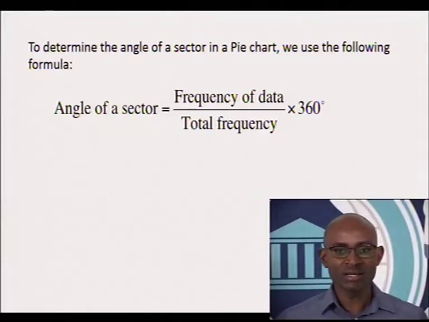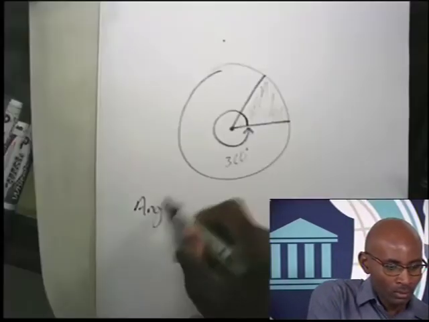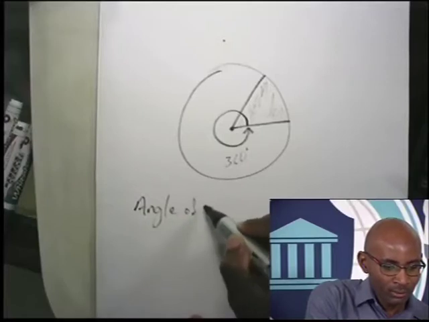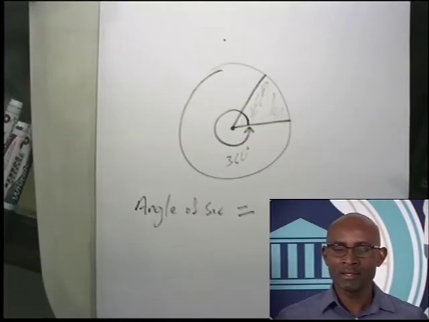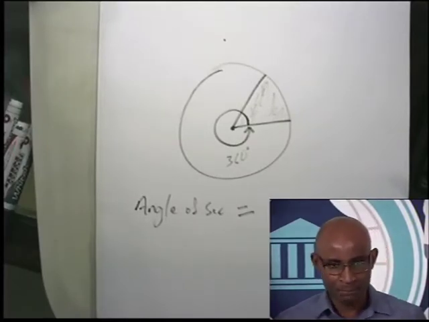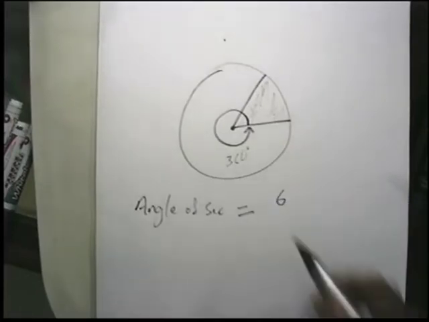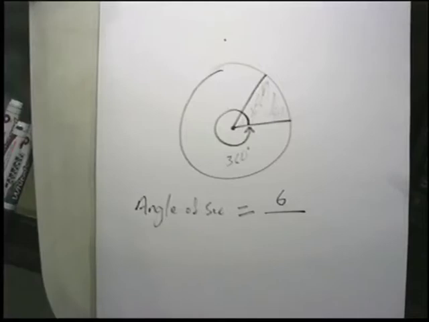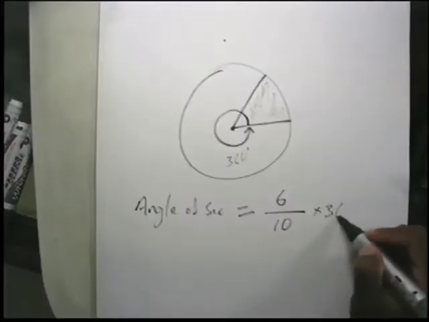What that means is that for the children, the angle of sector must be equal to the frequency of data, which is how many children there are. We said we have 6 children, and the total frequency, this is the total number of counts that you have, in our case the total number of people, and we said we have 10, and then you multiply this with 360.